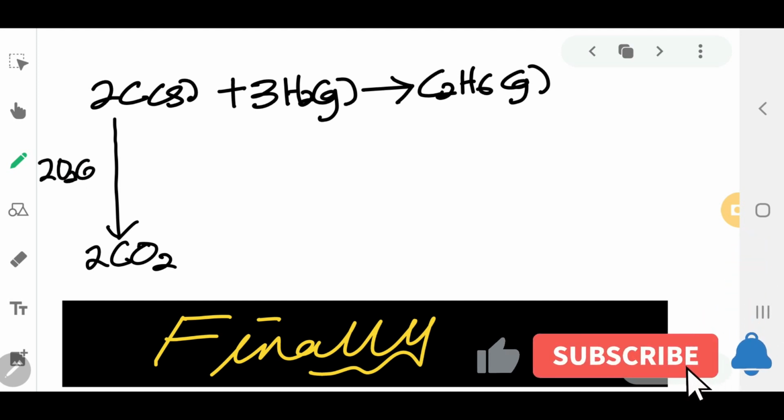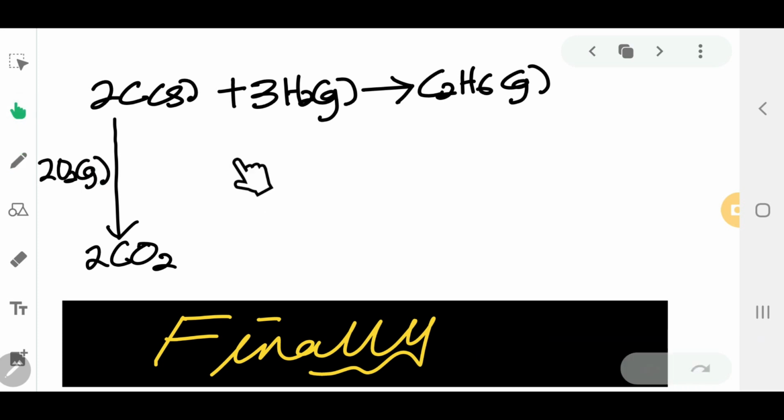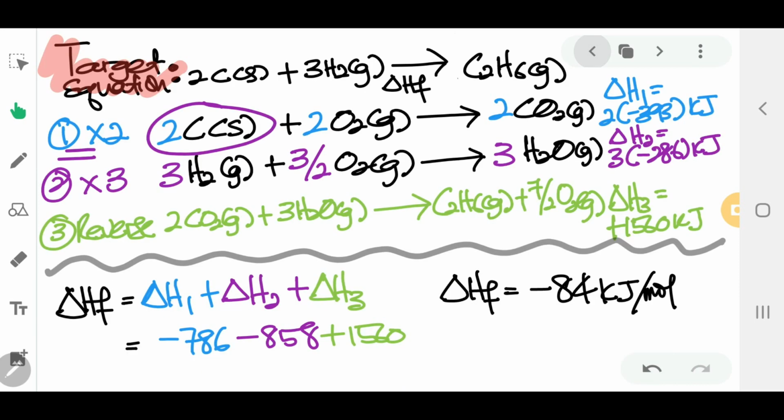2 O2 gas on top of that arrow. So we're done with this bit. And what about 2 CO2? Okay, so we're done with that one.